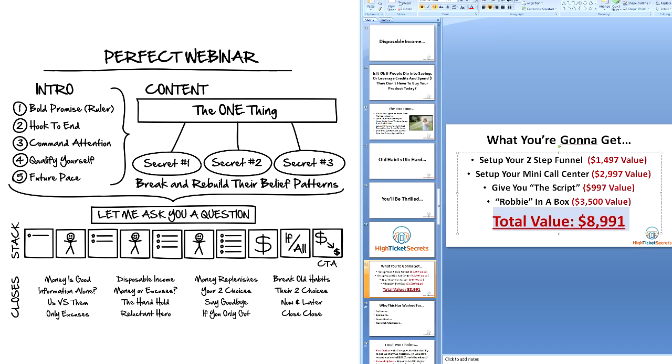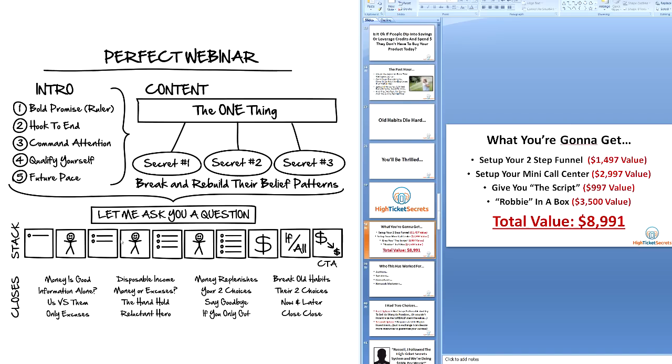That's what this was. This is my core offer, right? I'm going to show you how to set up a 2-step funnel, help you set up a mini call center. I'm going to give you the actual script to use. I'm going to give you Robbie in a box. Boom, there's the core offer, right? Now I'm going to start adding value. That's what these little smiley face guys are.